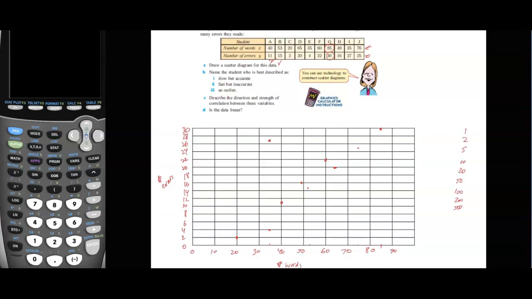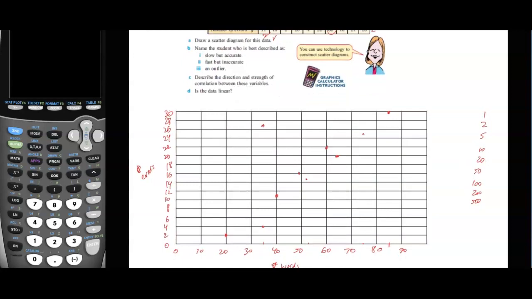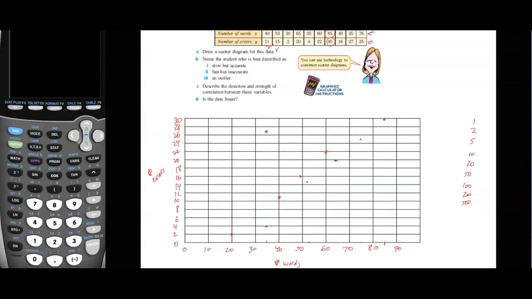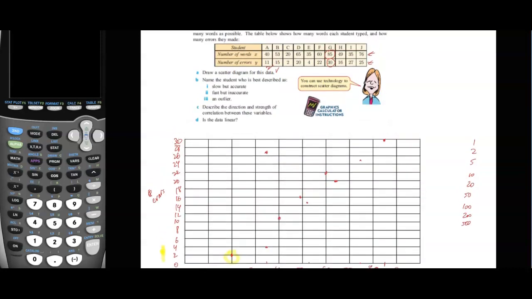So let's start answering these questions. Name the student who is best described as slow but accurate. Slow would be low number of words, so down here. And then accurate would be low number of errors, so down here. So that would be this person here. So 20, 2, who was that? That was student C.